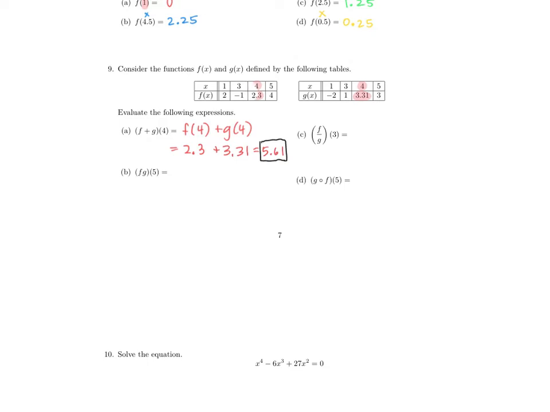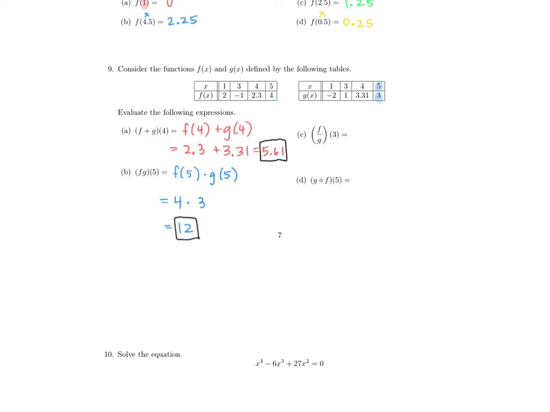Okay, let's erase that in the chart. Let's look at part B. So part B, f times g of 5. So this is the same as f of 5 times g of 5. So I'm going to go to the chart. When x is 5, f is 4. So this is going to be 4 times, when x is 5, g is 3. So this is going to be 3. So 4 times 3 is 12. So there is your answer for part B.